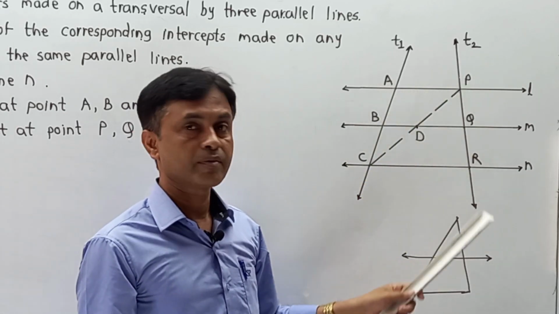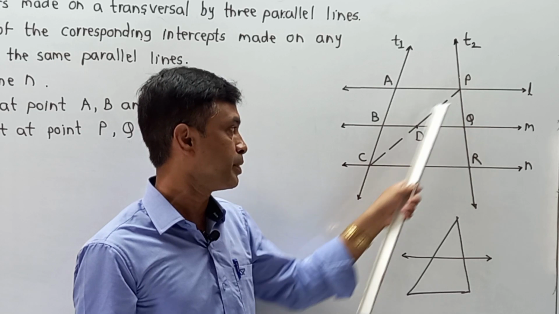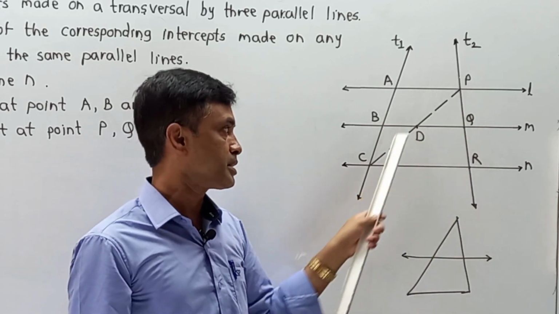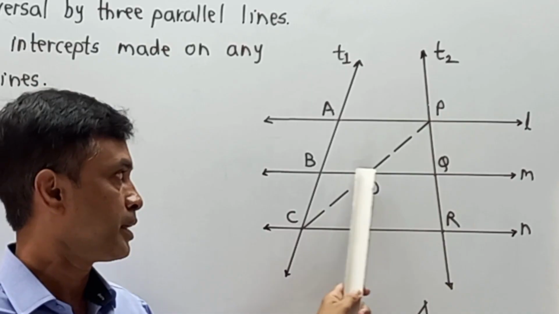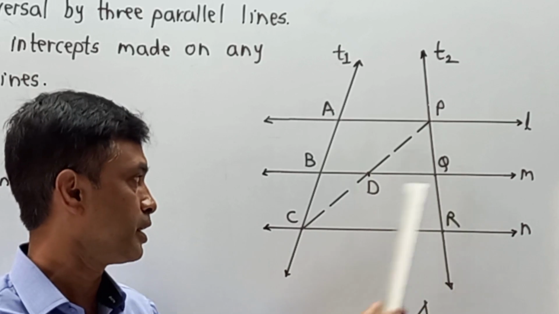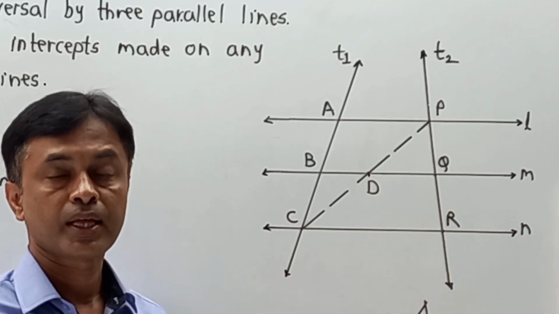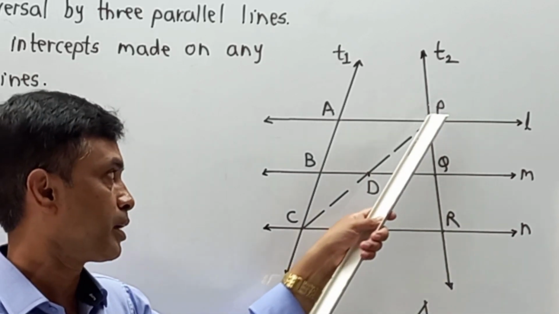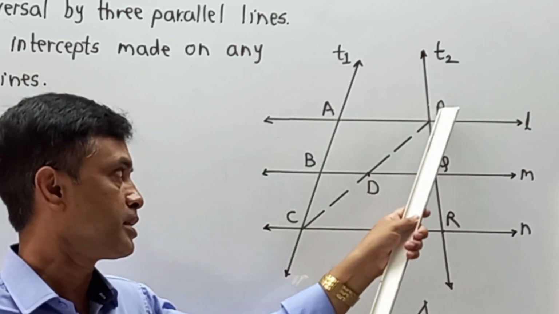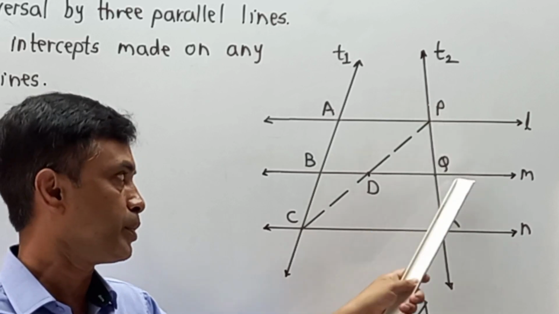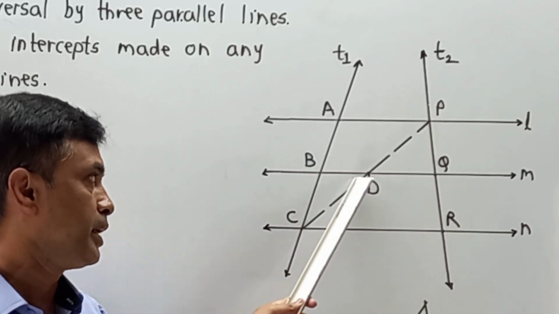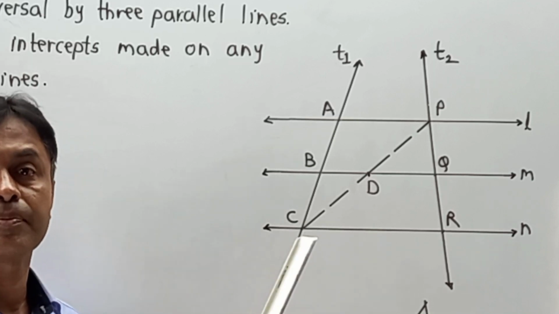Now in the second part we are taking the second triangle. That triangle is PCR. In PCR, you know very well this line M is parallel to N. Logically you can say that DQ is parallel to CR. Therefore, you can say the same part, PD upon DC is equal to PQ upon QR. In both cases, PD upon DC is the same.